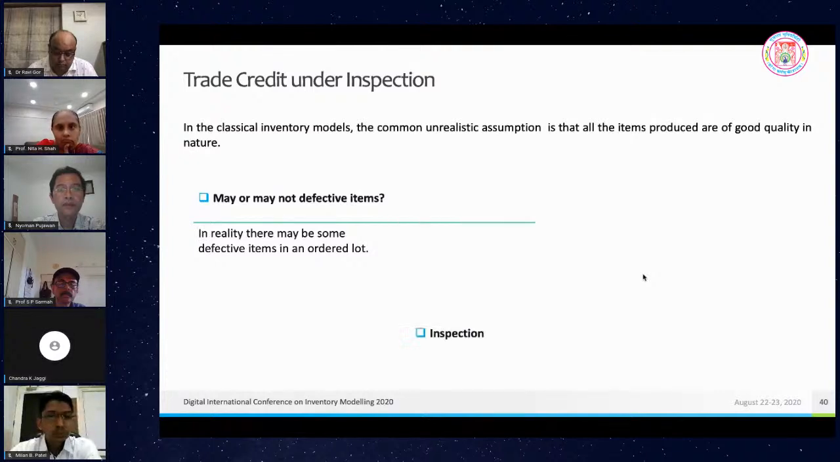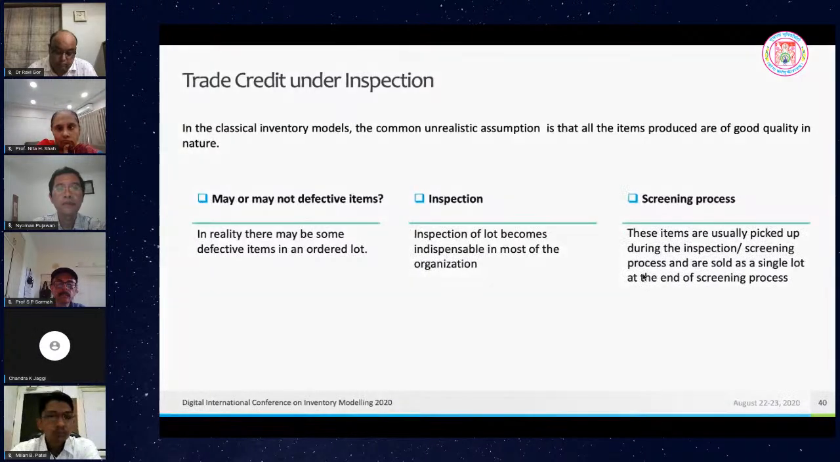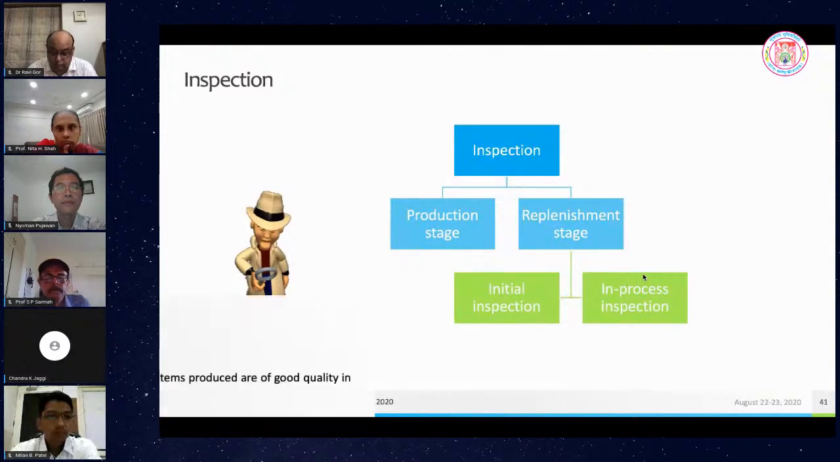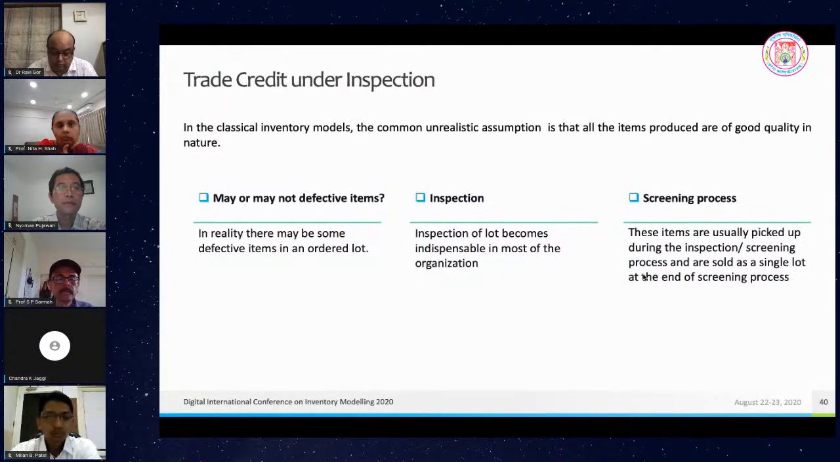Next, just click it more. Now, just one back. Yes.